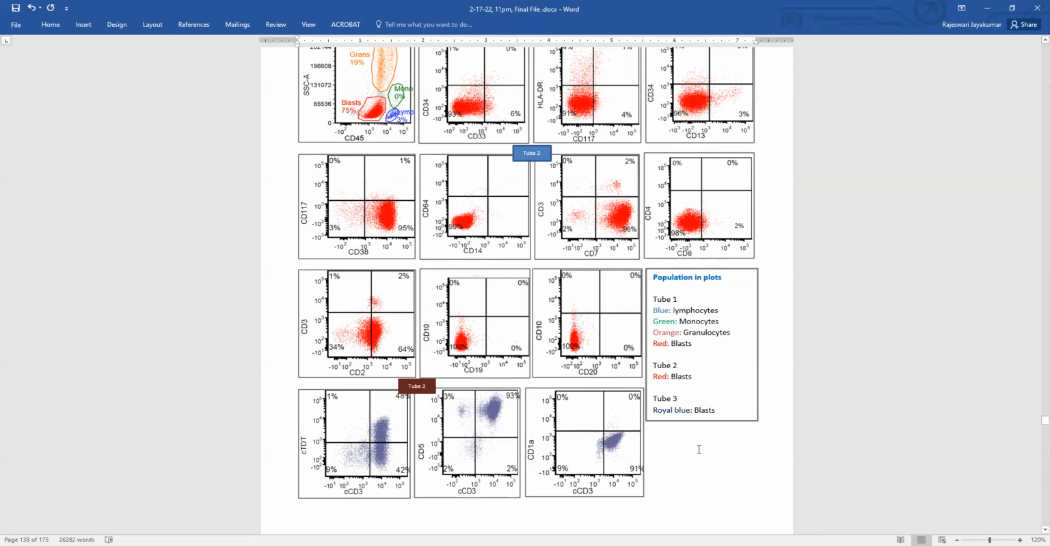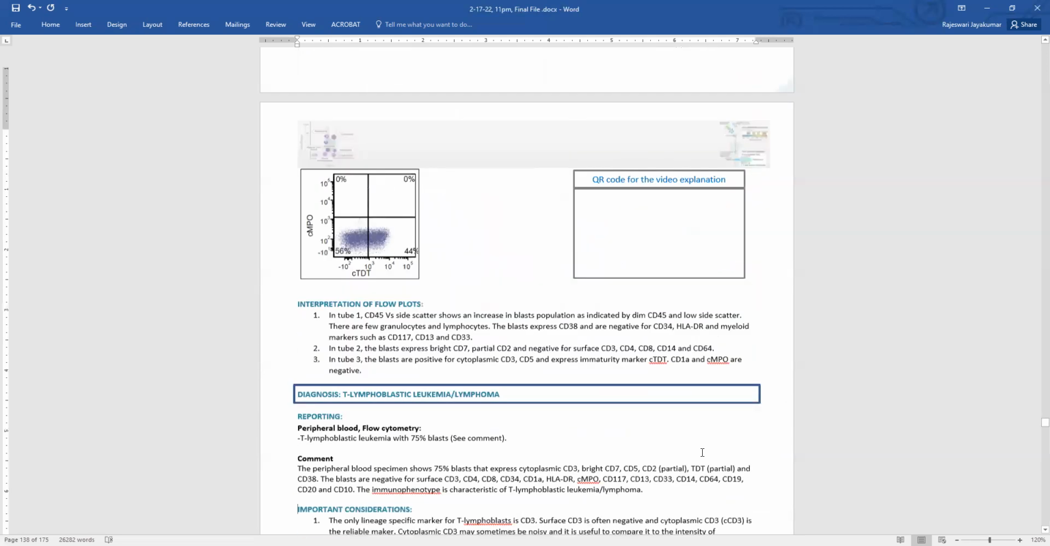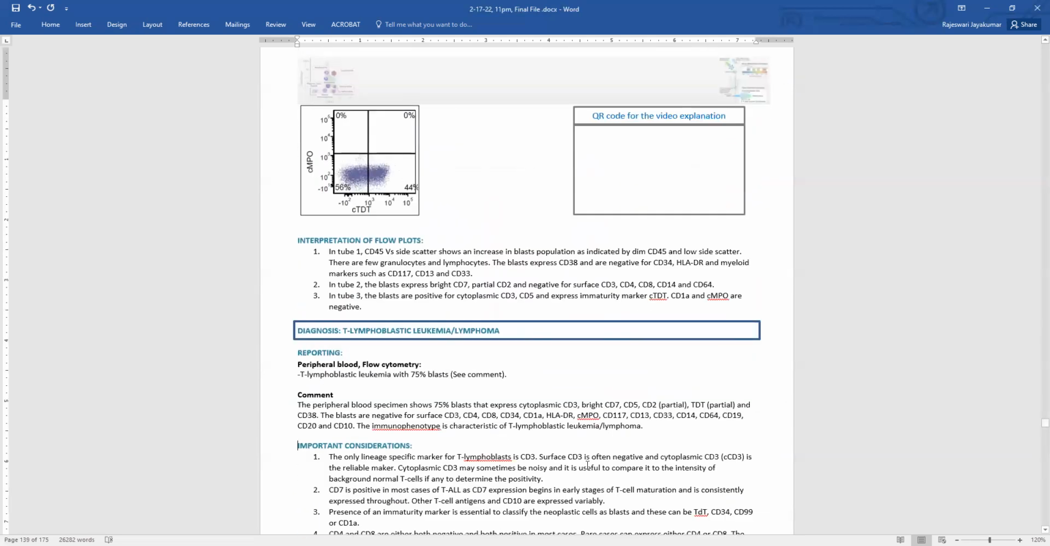Although the blasts do not have to follow the normal maturation pattern because they are neoplastic and can have some asynchronous expression, we have the cytoplasmic CD3 and immaturity markers, so we can comfortably call this T lymphoblastic leukemia lymphoma. In our reporting, the top line would say T lymphoblastic leukemia with 75% blasts, and we would elaborate the phenotype of it.